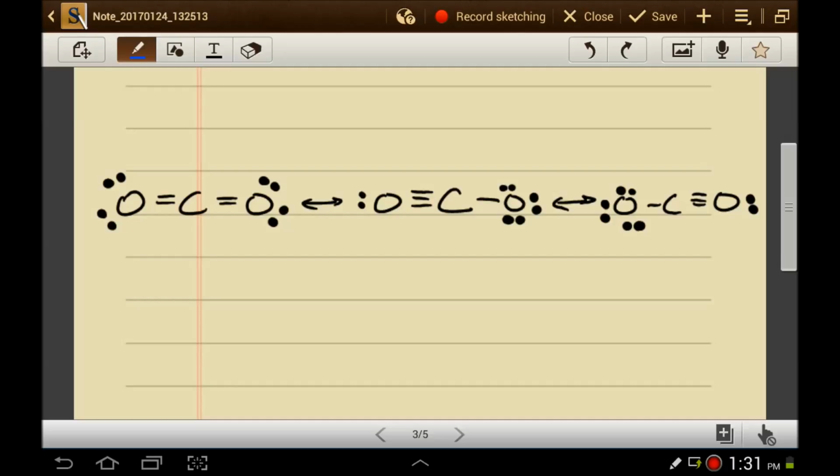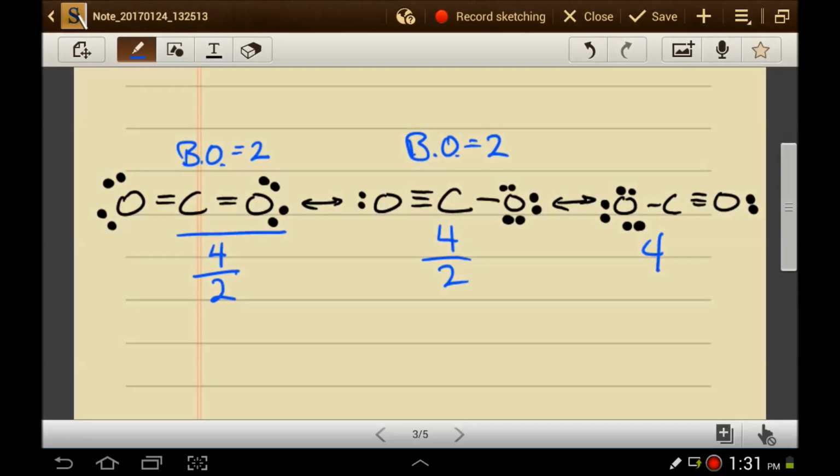Let's look at the bond order for the carbon-oxygen bond in every case. Here you have 4 bonds divided over 2 positions. The bond order here is 2. Here you have 1, 2, 3, 4 bonds divided over 2 possible locations. The bond order here is 2. Here you have 1, 2, 3, 4 bonds divided over 2 possible locations. The bond order here is 2. So the bond order for carbon dioxide is 2.